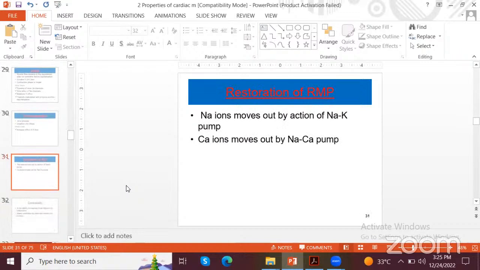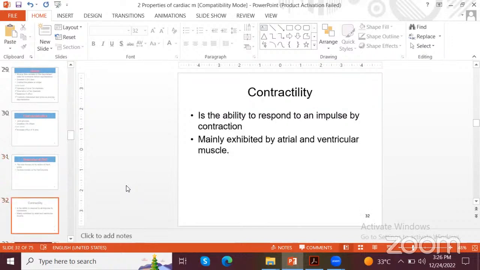And the RMP, or the resting membrane potential, is restored by the sodium potassium pump. That means the sodium ions move out and potassium ions are pumped in, and calcium ions move out by the sodium calcium pump. Next property is contractility, that is the ability to respond to an impulse by contraction, mainly exhibited by the atrial and ventricular muscle.